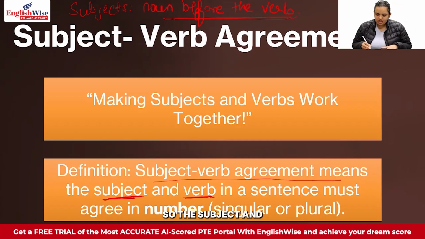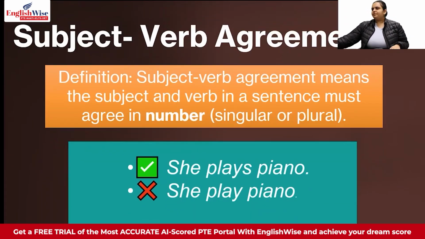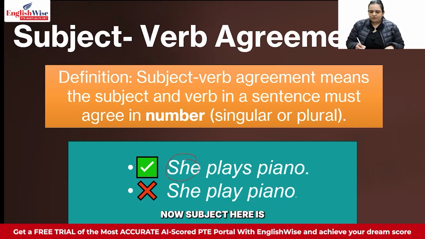So the subject and the verb in a sentence must agree in number, whether they are in singular or plural form. Okay, so if the subject is singular, the verb becomes plural. If the subject is plural, the verb becomes singular, like that. So this is the whole thing about subject verb agreement. Let us understand this part by part. What do you mean by subject verb agreement? I've already told you it's an agreement between the subject and the verb in a sentence that agree in number. So as I told you, she plays piano. Now the subject here is singular.